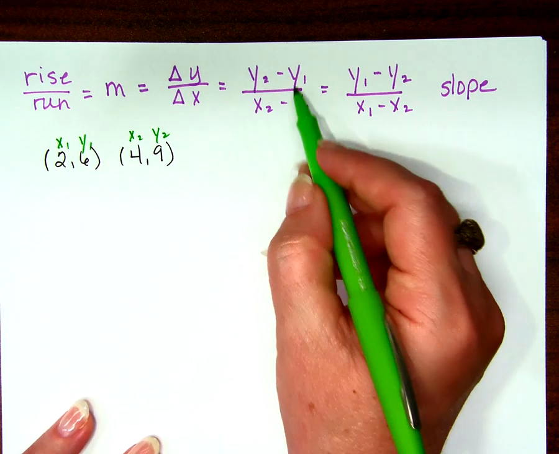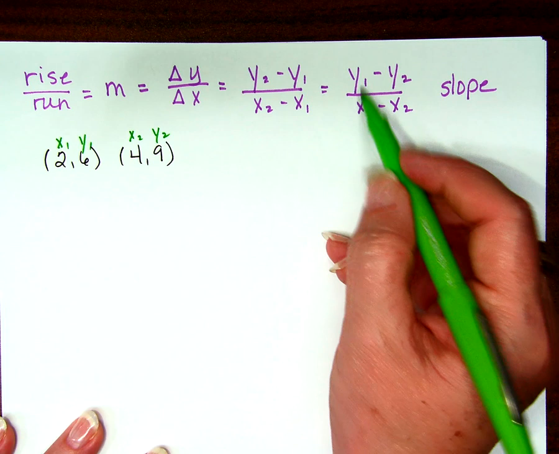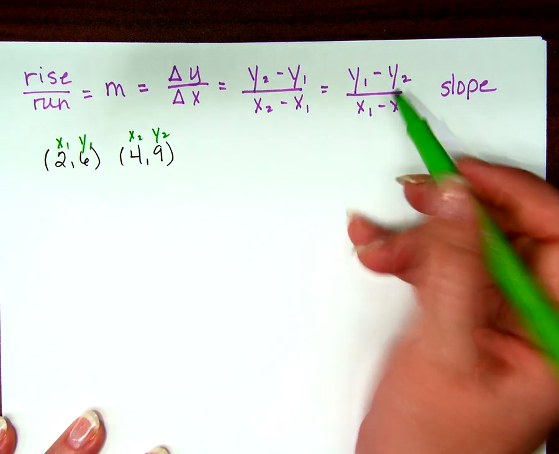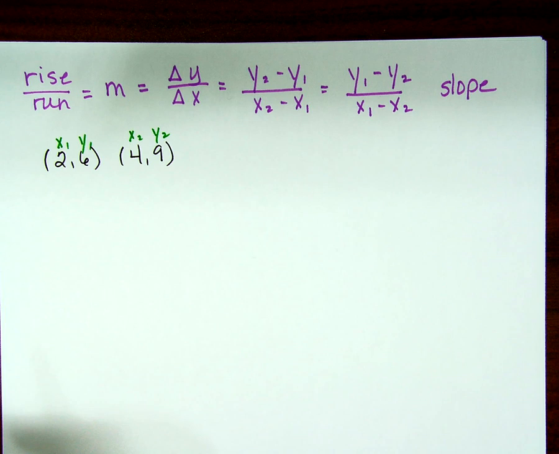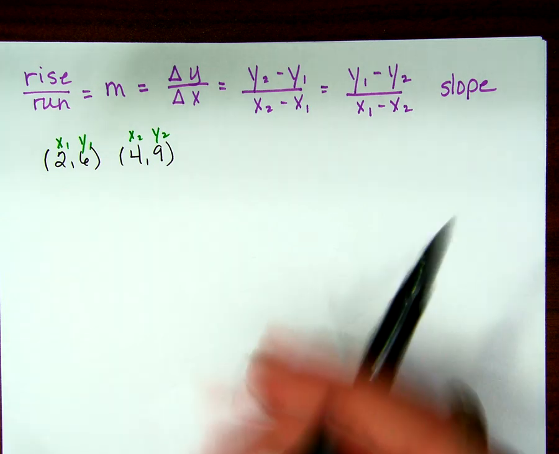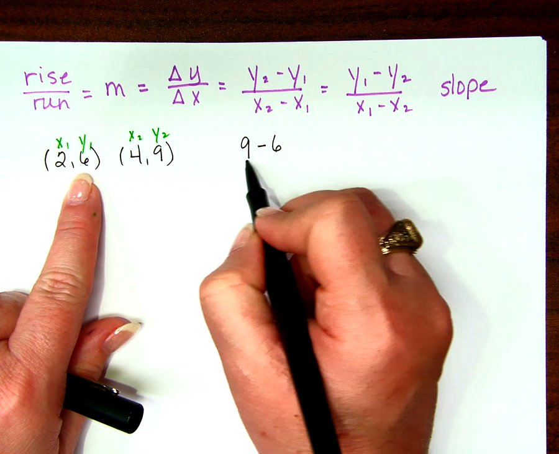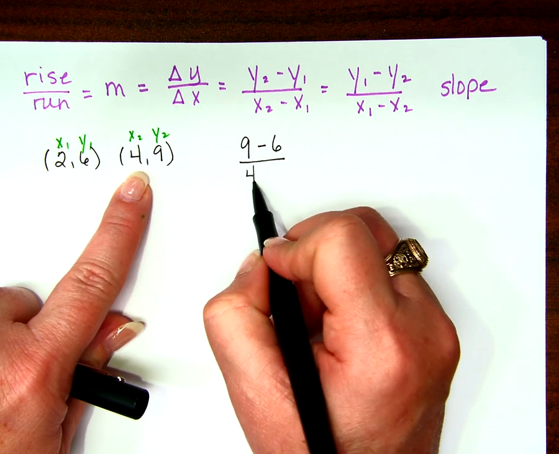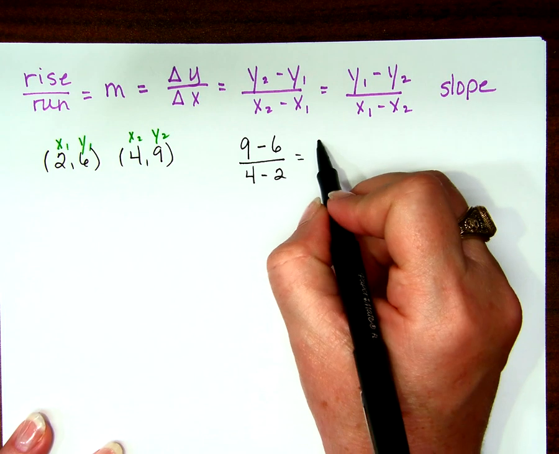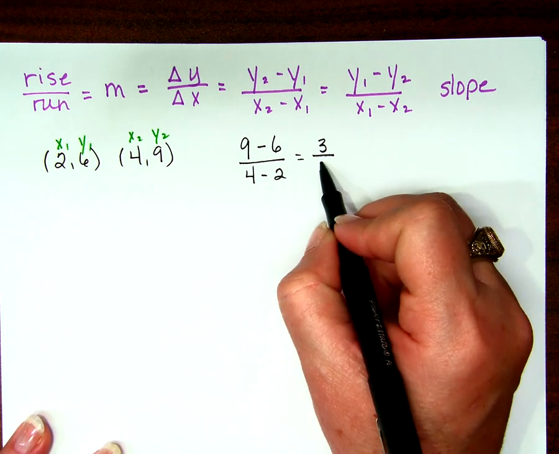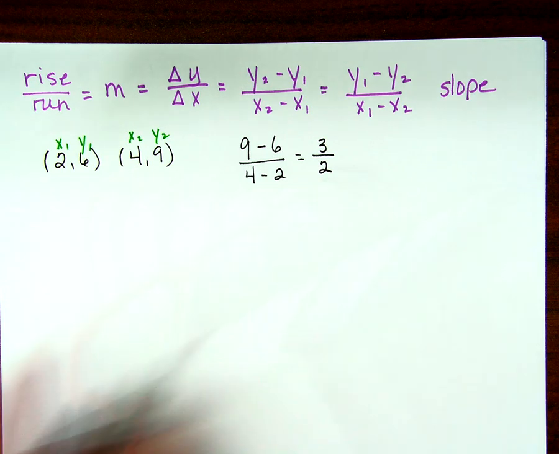So typically this is the equation you're used to using, but again, it doesn't matter as long as you line up which point you use first and which one you use second. It doesn't matter, does it? Okay? So we can say y sub 2, which is 9, minus y sub 1, which is 6, over x sub 2, which is 4, minus x sub 1, which is 2. So 9 minus 6 is 3, and 4 minus 2 is 2. So the slope of the line that passes through these 2 points would be 3/2.